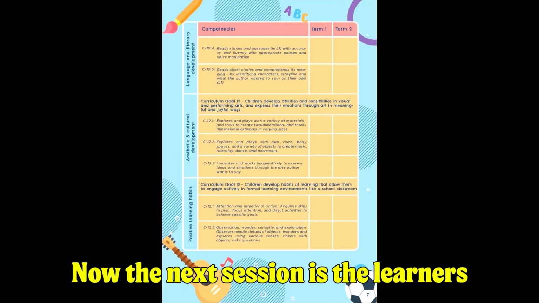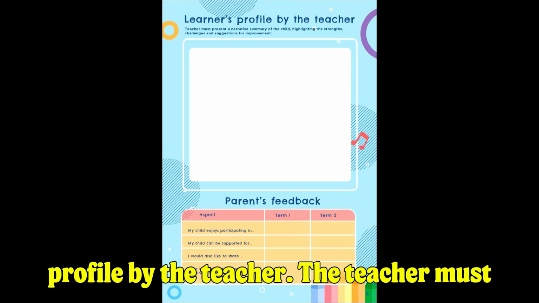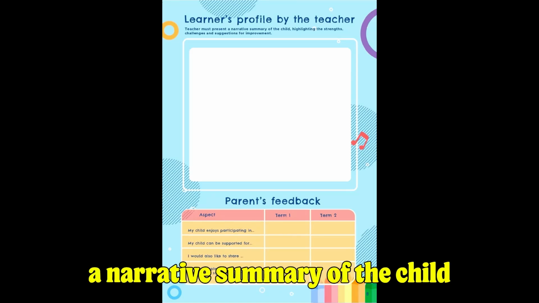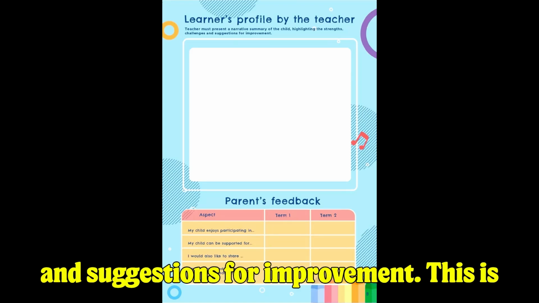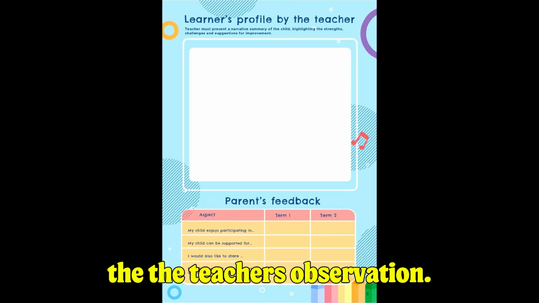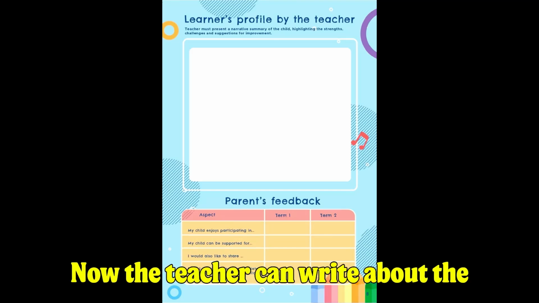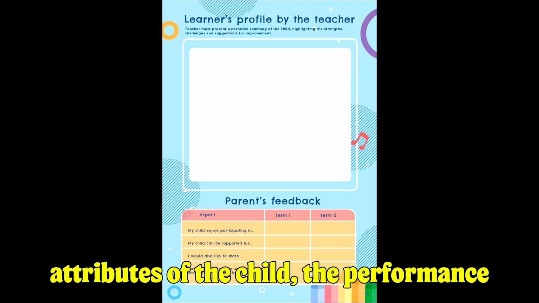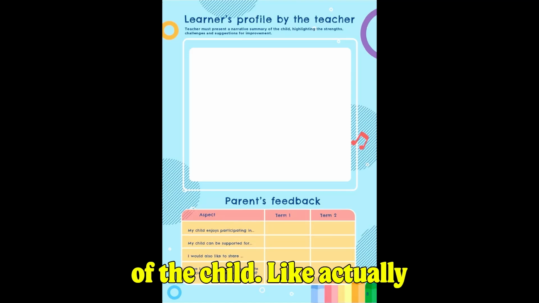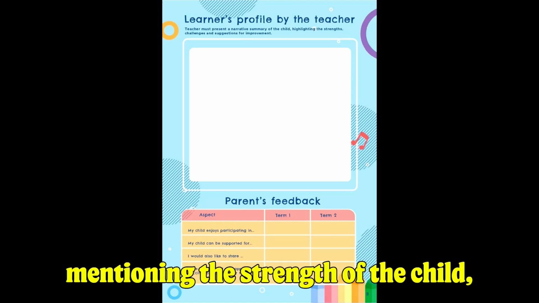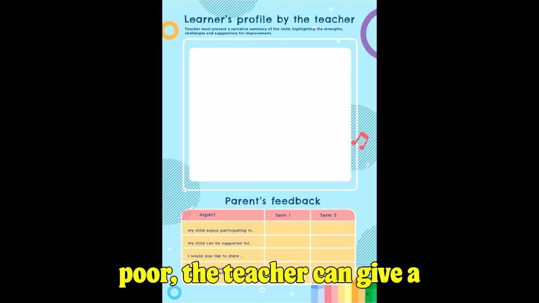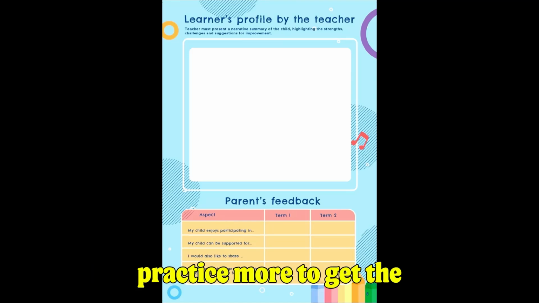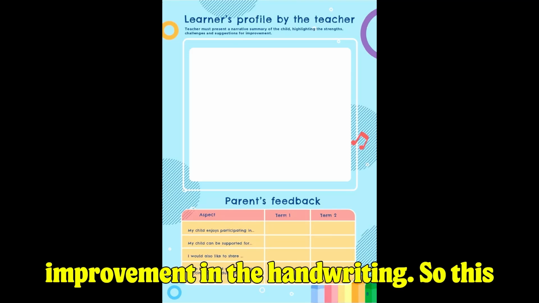Now, the next section is the learner's profile by the teacher. The teacher must present a narrative summary of the child, highlighting the strengths, challenges, and suggestions for improvement. This is the teacher's observation. The teacher can write about the attributes and performance of the child, mentioning the strengths and challenges of the child, and in case the handwriting is poor, the teacher can suggest that the child needs to practice more to improve the handwriting.